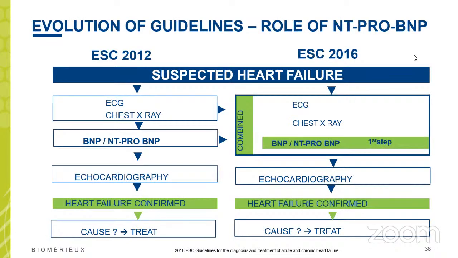So again, we look at guidelines because guidelines ideally are supposed to guide us. The European Society of Cardiology, a very important organization. In 2012, they said if you suspect heart failure, do an ECG and chest X-ray, then do a BNP/NT-proBNP, then you do an echo to confirm heart failure. Of course, you look for the cause and treat. But in 2016, they upgraded it to say you must, in the first step, do the biomarker together with the other tests. Then you combine with echocardiography to confirm the diagnosis of heart failure, acute heart failure.